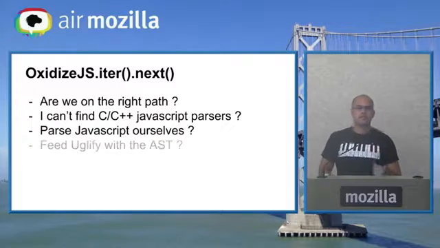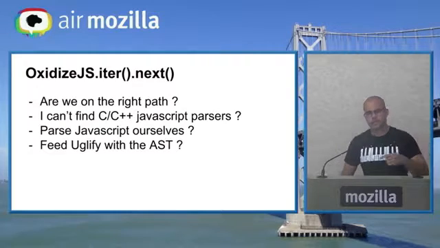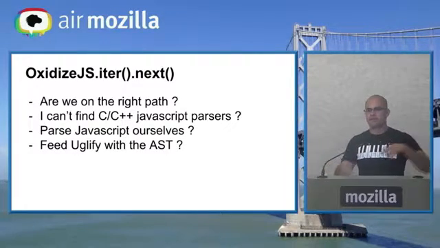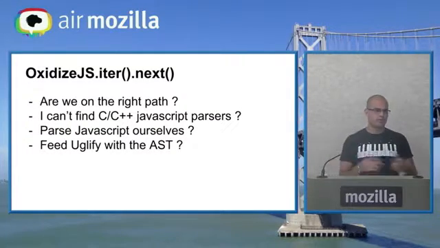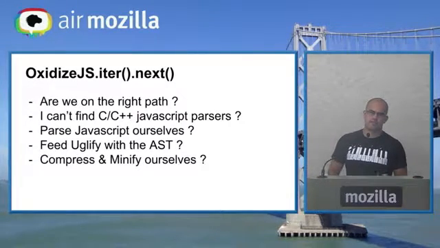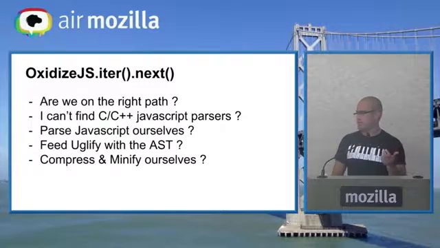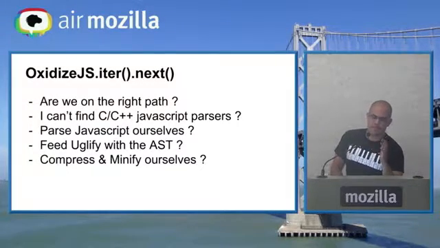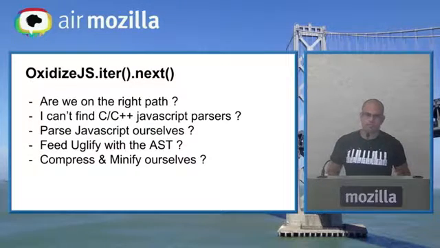And then if it happens that we find a C or C++ implementation, can we feed Uglify with these ASTs in a JavaScript representation so that we don't have to rewrite what Uglify.js does already? And the last question would be, should we compress, minify, parse, and do everything ourselves? I don't know. So if there's anybody out there writing a JavaScript parser, I would really, really like to help with that. And let's see how that goes.